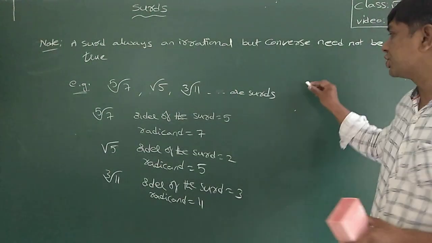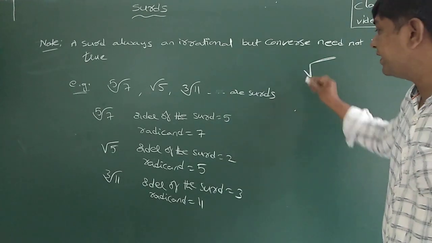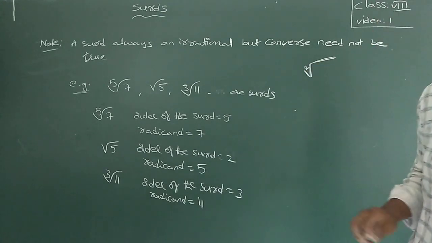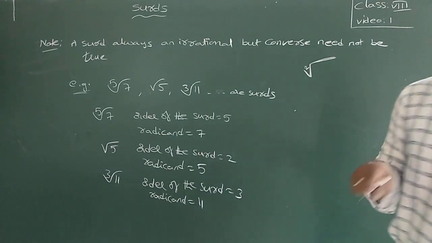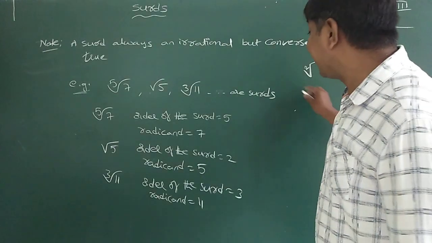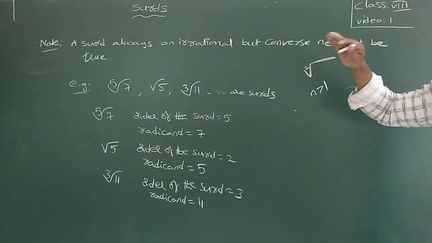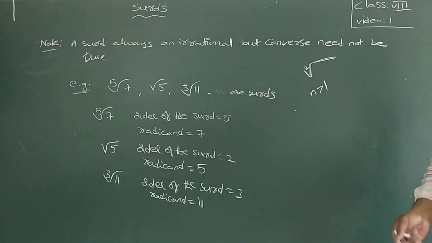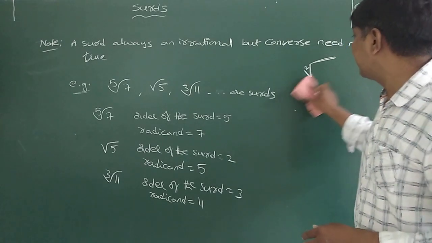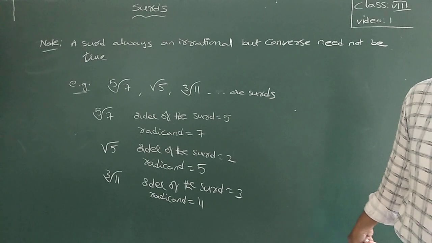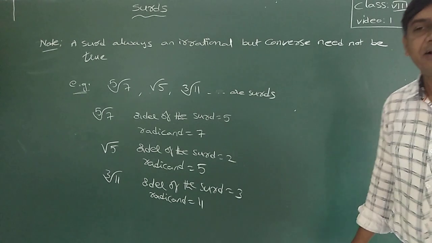Wherever they use only a root, this is nothing but a square root. Square root means its order is 2. 1 will not be here, because in the definition I already mentioned that n is a positive integer greater than 1, meaning the order of this word is more than 1.